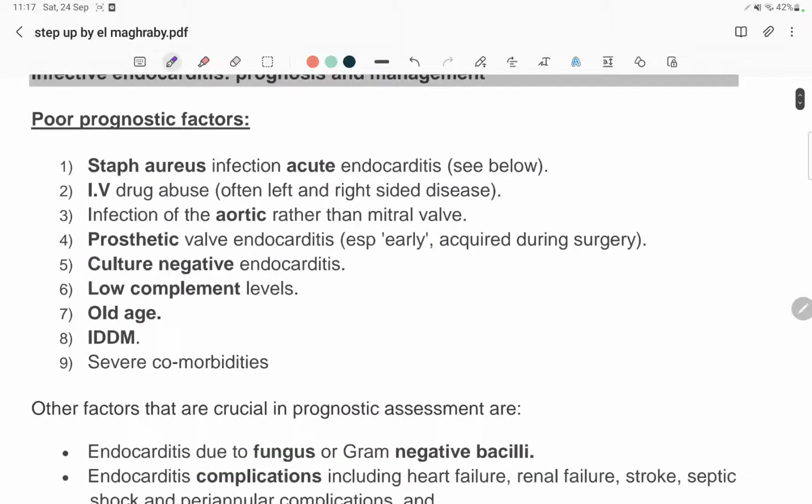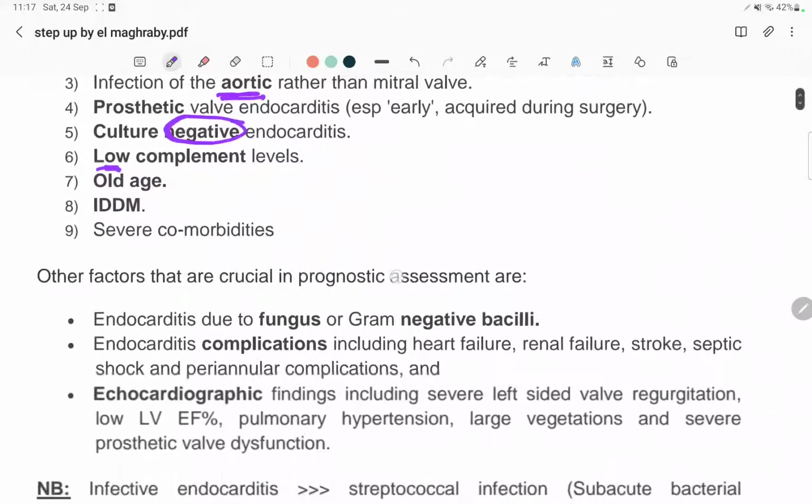Then poor prognosis: Staphylococcus infection, acute endocarditis, IV drug use, often left and right sided disease, infection of the aortic rather than the mitral valve, prosthetic valve endocarditis, especially early, acquired during surgery, culture negative endocarditis, low complement level, old age, IDDM, which is diabetes mellitus, severe comorbidities.